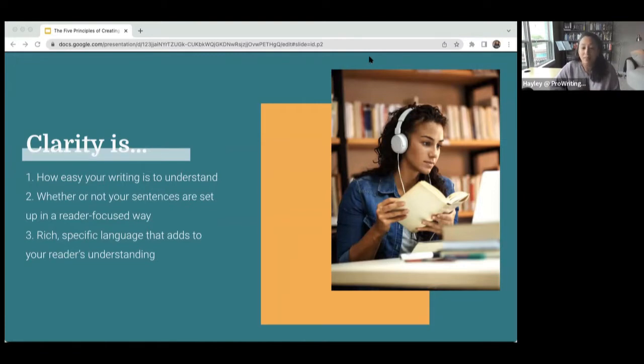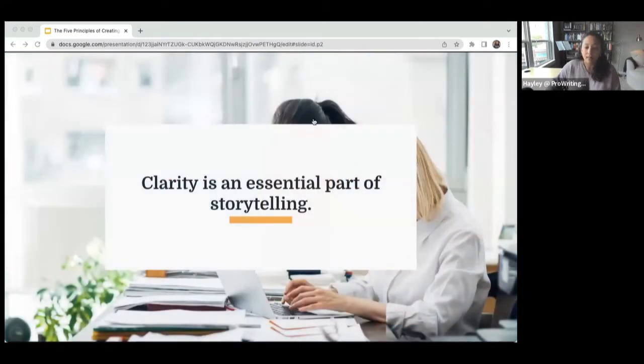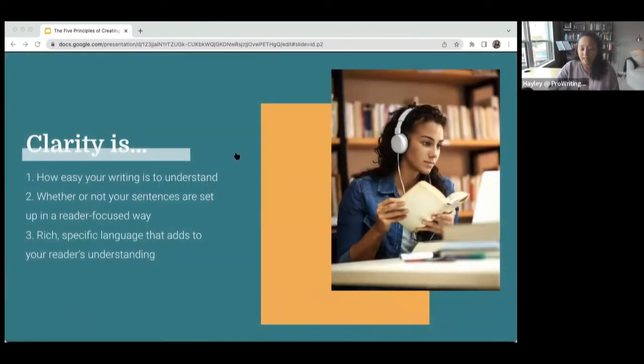Now, that is going to be something that is on a sliding scale and is different for every reader. So what's easy for me to understand might be different than what's easy for someone else on this webinar to understand, because we all come to different texts with different background knowledge, different vocabularies, different experiences, right? So every single person reading a text is going to have a slightly different entry into that. So when we think about clarity, we need to think about how easy your writing is to understand and how it relates to your readers.